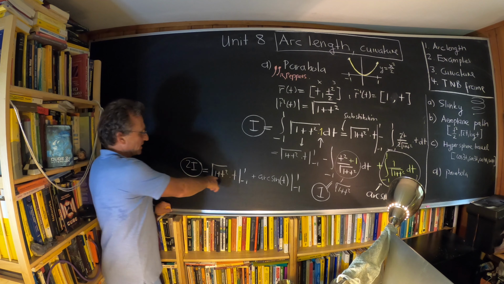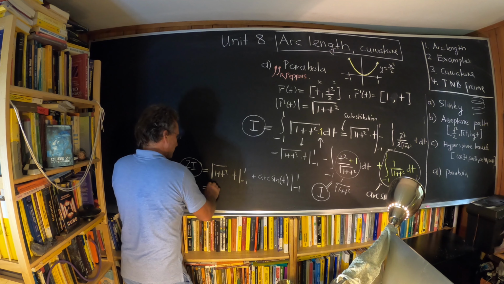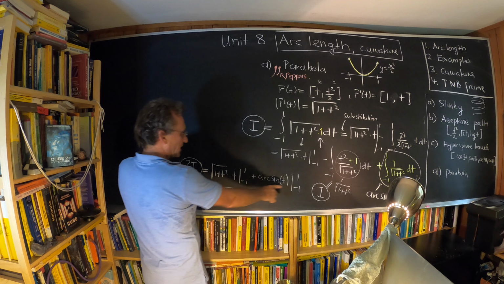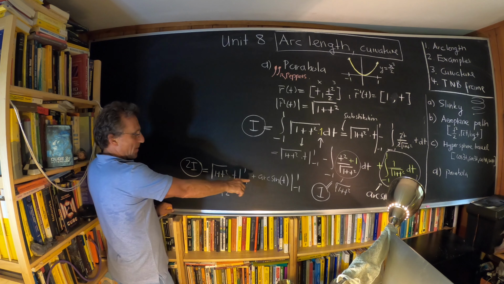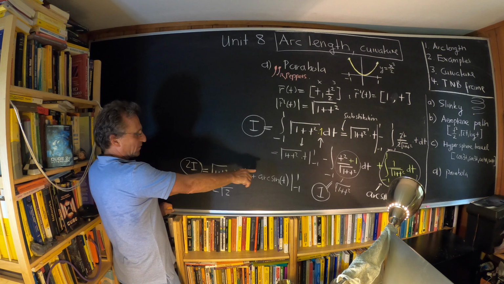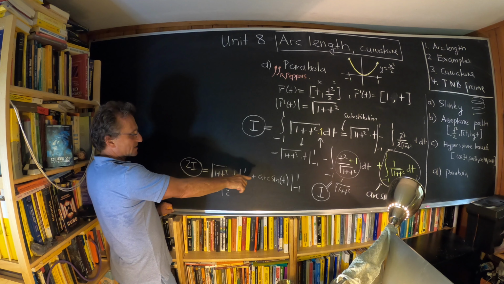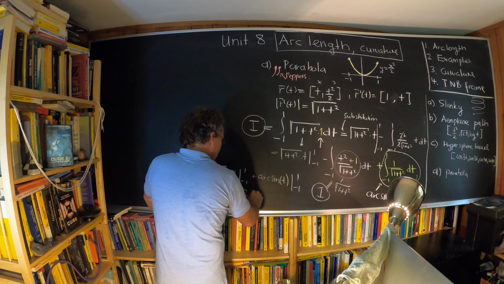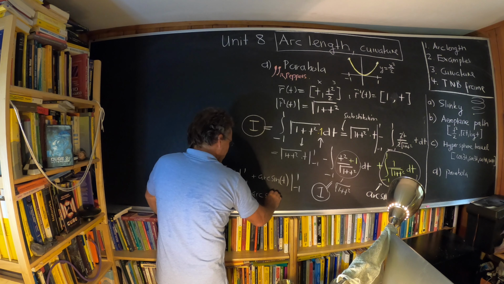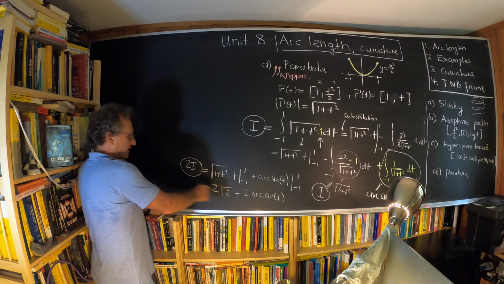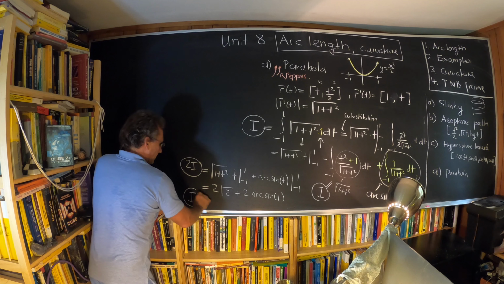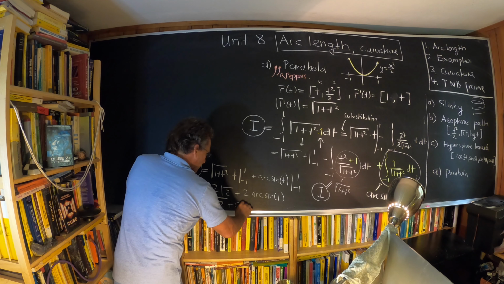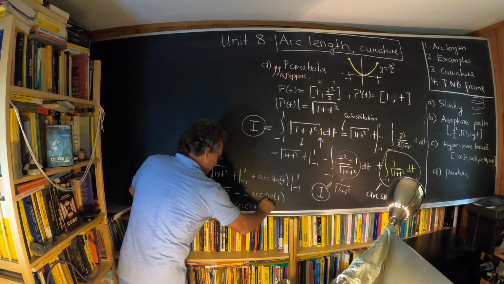And now we can compute that. That's the square root of 2, so that's 2 times the square root of 2. And here we have arcsine of 1 minus arcsine of minus 1. So that's also 2 times arcsine of 1, and so we can compute I: it is actually just the square root of 2 plus arcsine of 1.